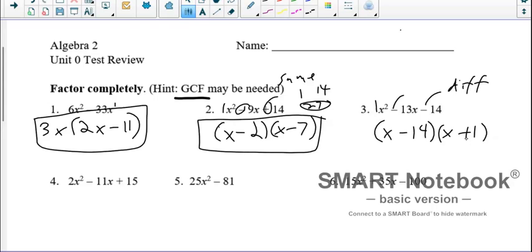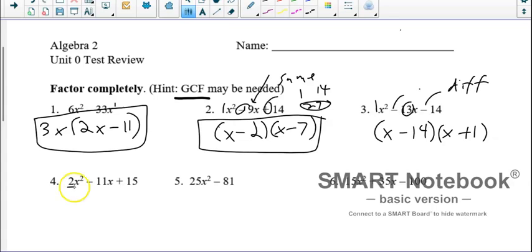Now, if this 13 here would have been a 5, then we would have used 7 and 2 again, with the bigger number being negative 7, positive 2. Over here, if this would have been adding up to 15, positive 15x, then we would use positive 1 and positive 14. So you can see how changing the signs changes the outcome of the problem.